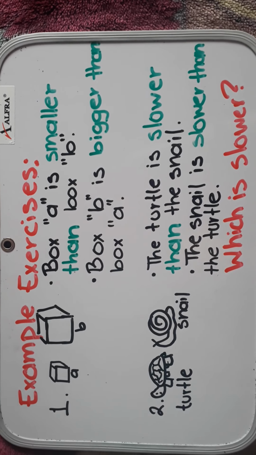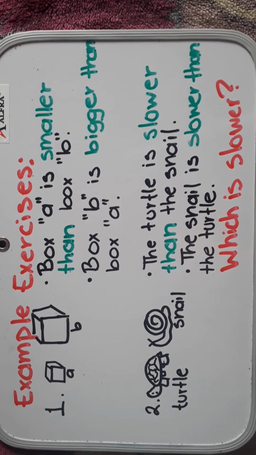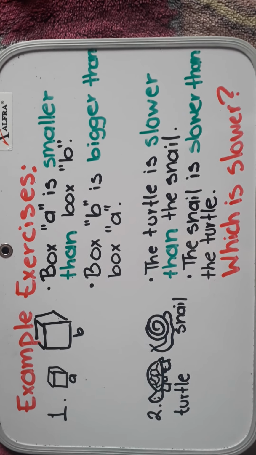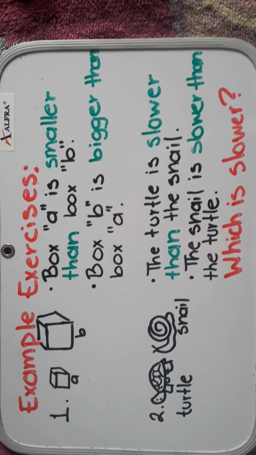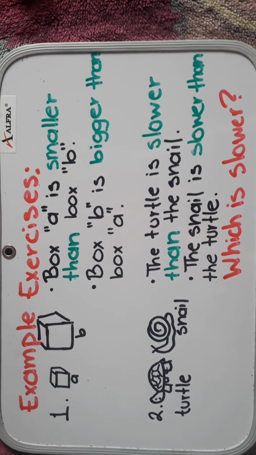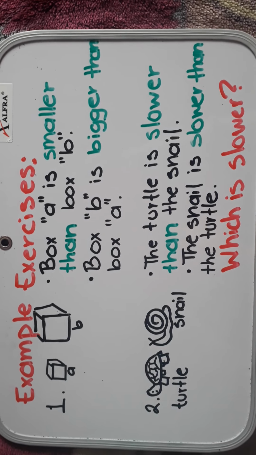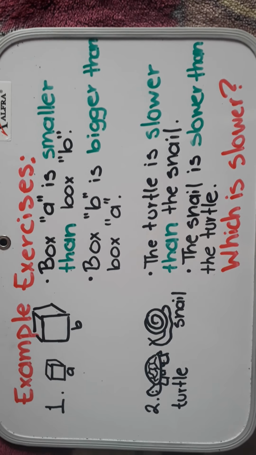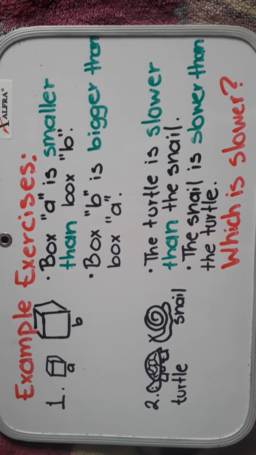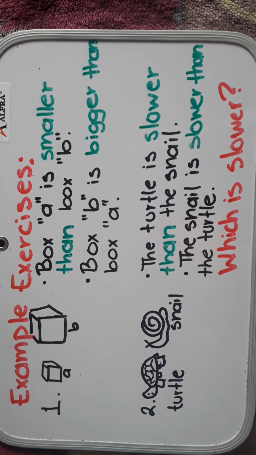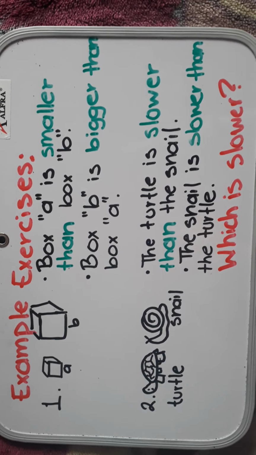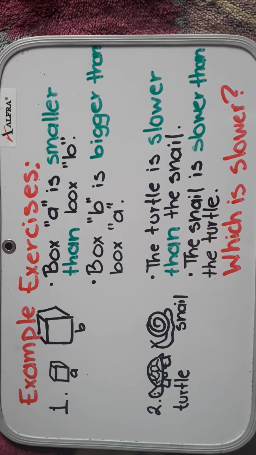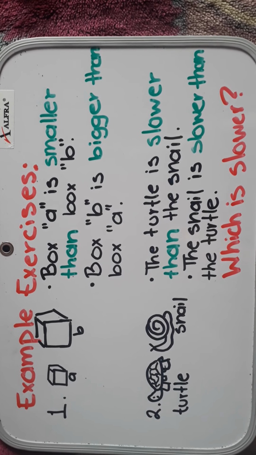We have two animals, a turtle and a snail. Which of these two animals is slower? We can form a sentence with the comparative by saying the turtle is slower than the snail. Do you think the turtle is slower than the snail? Or the snail is slower than the turtle? So which of these animals is slower? Think of it.